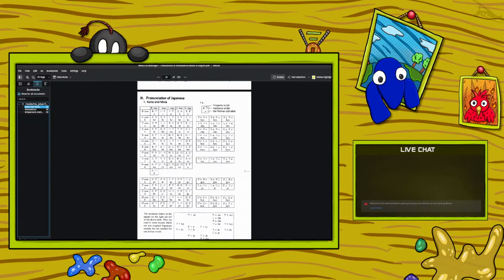Normally I have these things printed out. I should print this page again. Let me see if I can actually do that. Hopefully I can.